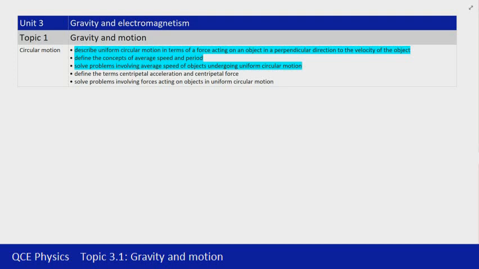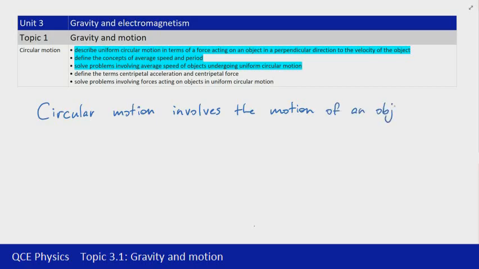The next area of work that we're looking at in topic 3.1 on gravity and motion is circular motion. You can see the dot points that we'll be dealing with as we go through this video. As the name suggests, circular motion involves the movement of an object as it travels on a circular path. So I'll just write that fairly obvious statement first: movement of an object along a circular path.